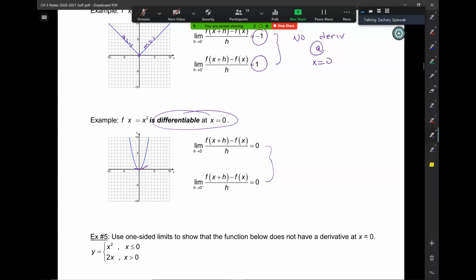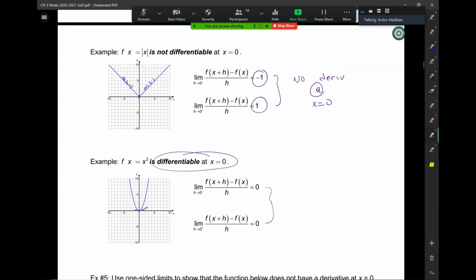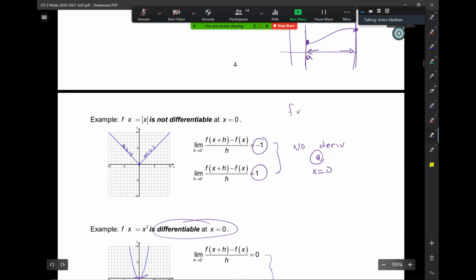Is there a way to solve that first problem algebraically, or is it just looking at the graph? Oh, there is. f of x equals absolute value of x is actually a piecewise function. It's negative x when x is less than 0, and positive x when x is greater than or equal to 0. So you can very well do it. When you're looking at it from the left-hand side, you use that as f, and from the right-hand side, you use that as f.